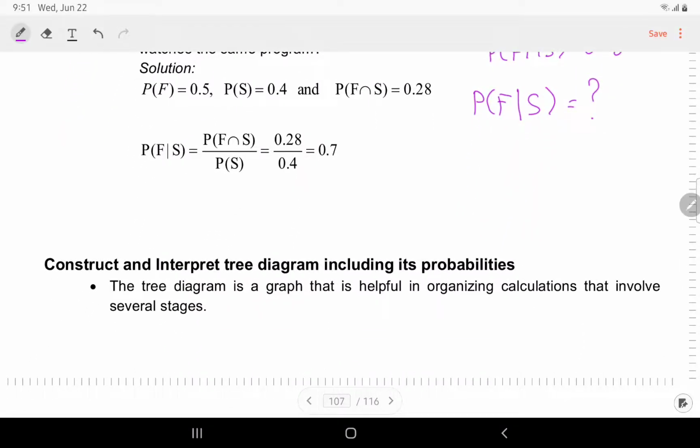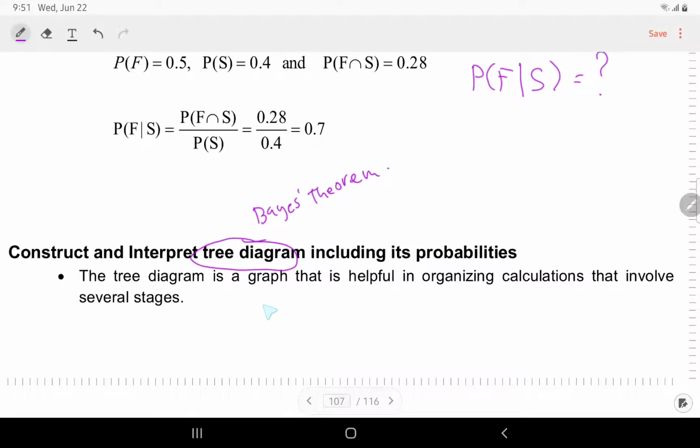Okay. Selain menggunakan formula untuk cari probability, kita ada lagi dua cara. Okay, nak cari probability, iaitu menggunakan first tree diagram, and then second is Bayes theorem. Okay, kita tengok dulu macam mana nak cari probability menggunakan tree diagram. So first we need to know what is tree diagram. Okay, a tree diagram is a graph that is helpful in organizing calculation that involve several stages.